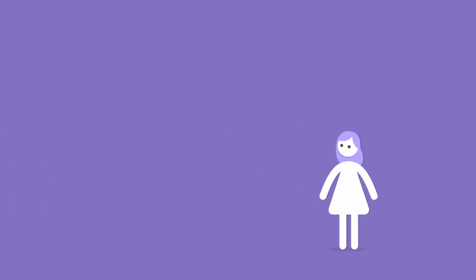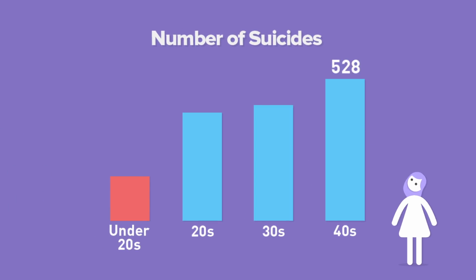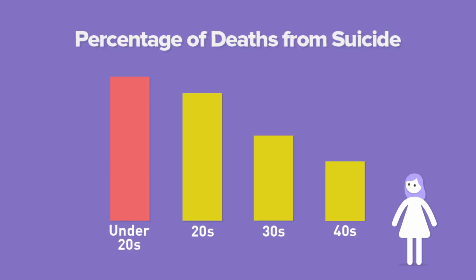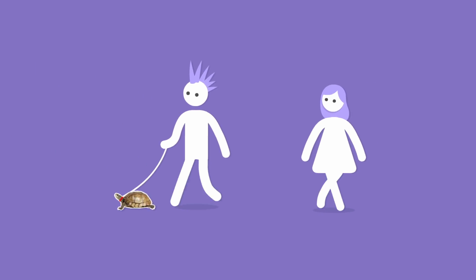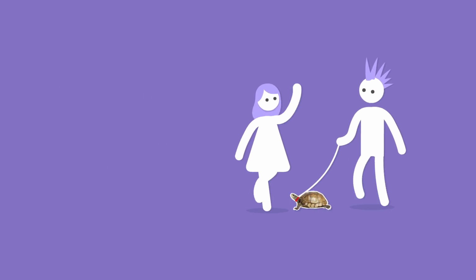If we just step back and look at the data, suicide is not that common amongst teenagers. Most of the suicides in Australia occur over the age of 20. But suicide is the leading cause of death among Australian teens, so it's important to take action. And straightforward actions at school can make a huge difference.